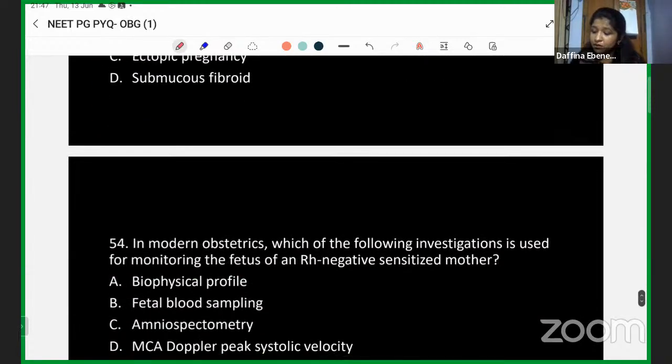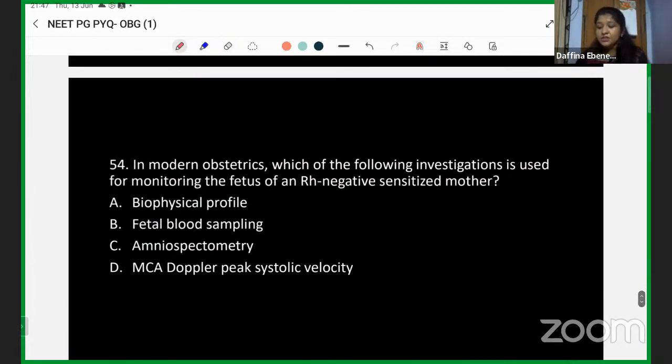In modern obstetrics, which of the following investigations is used for monitoring the fetus of an Rh negative sensitized mother? What is the investigation to detect Rh isoimmunization? You do a MCA Doppler peak systolic velocity. MCA PSV will be the diagnosis. For any form of Rh isoimmunization, the general algorithm is: any Rh negative mother who's coming to your OPD, you do ICT. Any form of A negative, B negative, any Rh negative, you do ICT. If the ICT is negative, you needn't worry. If the ICT is positive, you repeat ICT in dilution.